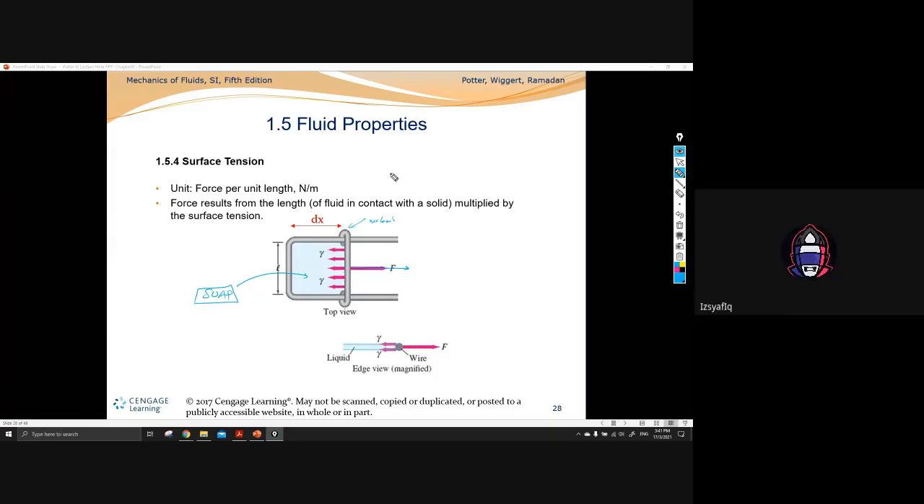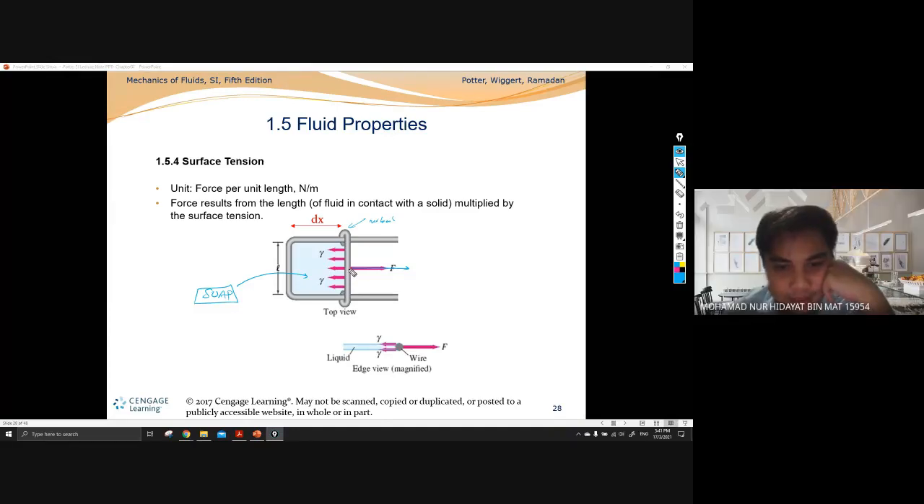The surface will decrease. We can move this one until the surface of the soap here breaks. Can you see? Until the surface of the soap breaks, until it won't appear, the surface will break.